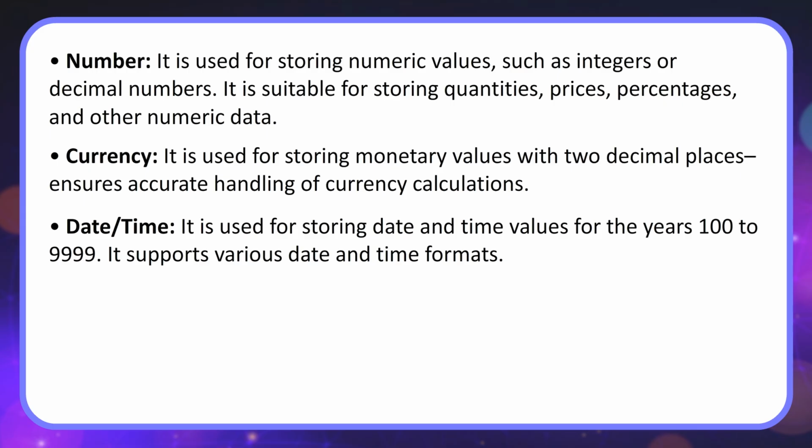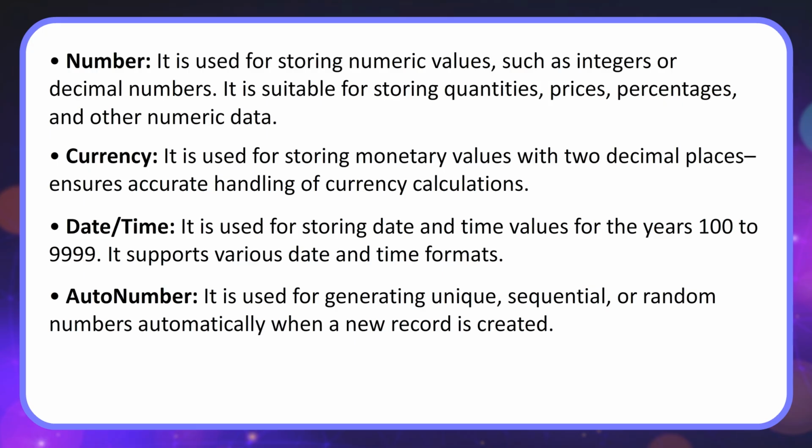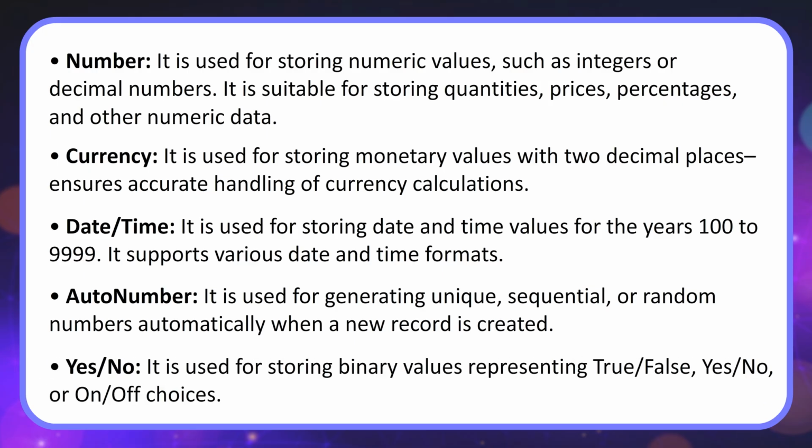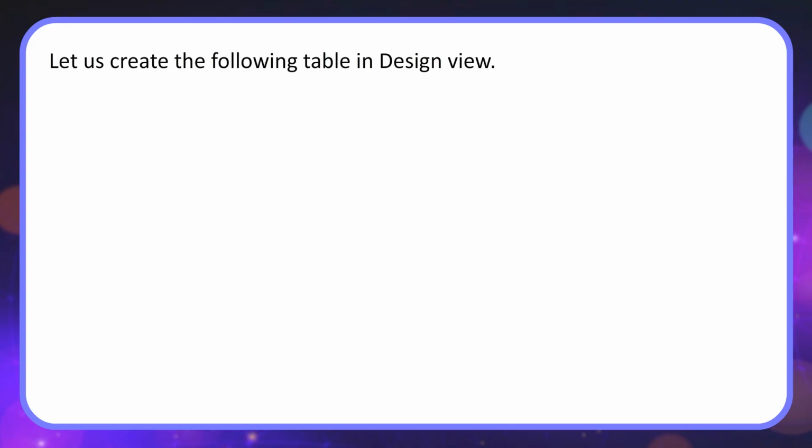Date/time. It is used for storing date and time values for the years 100 to 9999. It supports various date and time formats. Auto number. It is used for generating unique, sequential, or random numbers automatically when a new record is created. Yes/no. It is used for storing binary values representing true/false, yes/no, or on/off choices.